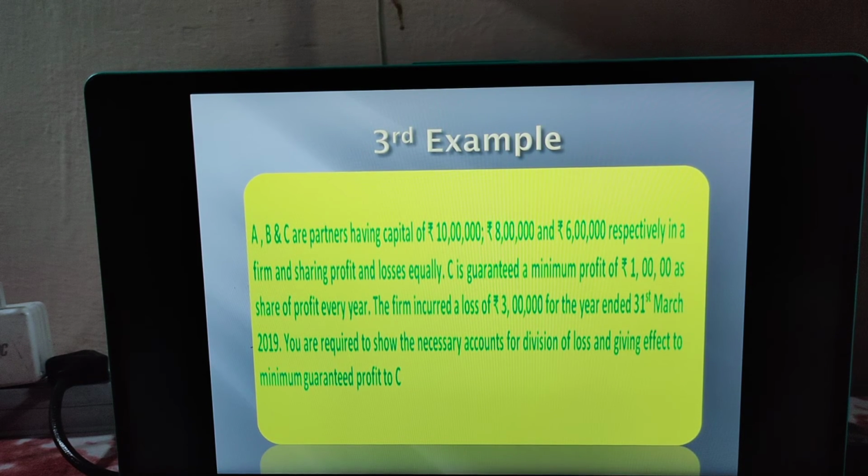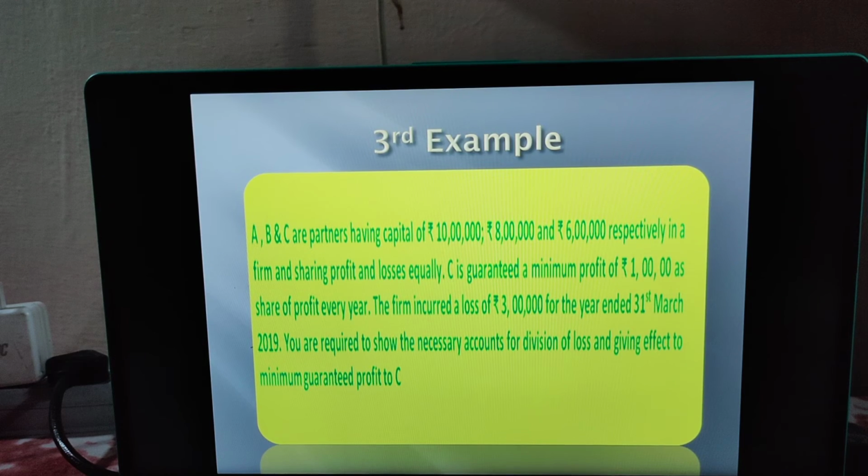A, B and C are partners having capitals of rupees 10 lakh, 8 lakh and 6 lakh respectively in a firm, sharing profits and losses equally. C is guaranteed a minimum profit of 1 lakh rupees as share of profit every year. See, the case has changed. The firm has incurred a loss of 3 lakh for the year ended 31st March 2019. You are required to show the necessary accounts for division of loss and giving effect to minimum profit to C.